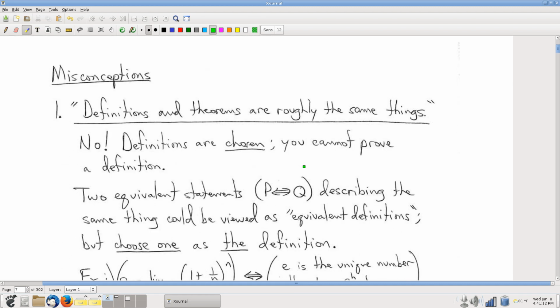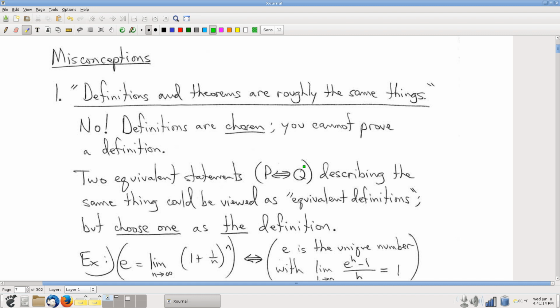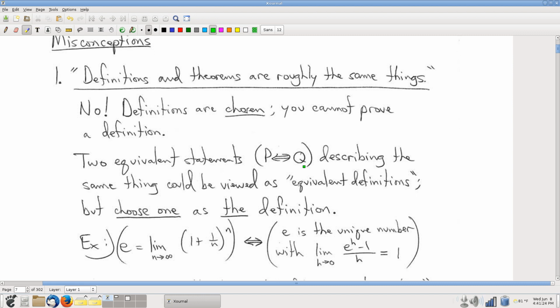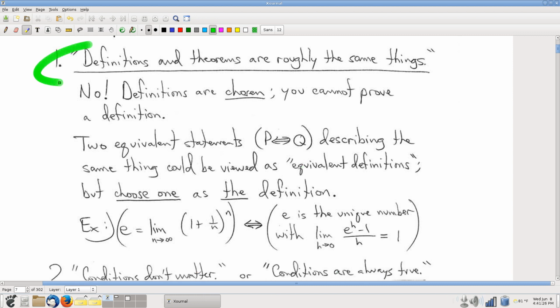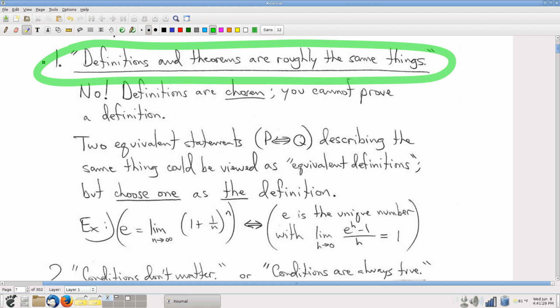Okay. So I want to say a few things about misconceptions about deductive reasoning and math in general. I have a few of them listed here. Let's start with the first. Here's a misconception. Many students are not clear on the difference between a definition and a theorem. And they are importantly different things.